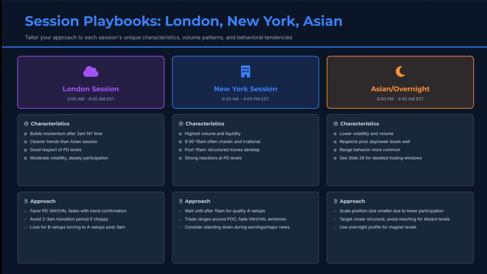Next, there's good respect of previous day levels. London traders pay attention to yesterday's value area high, value area low, and point of control. These levels act as magnets and reference points. When price approaches PDVAH or PDVAL during London, you often see clear reactions, either rejections or acceptance, which gives you tradable setups.